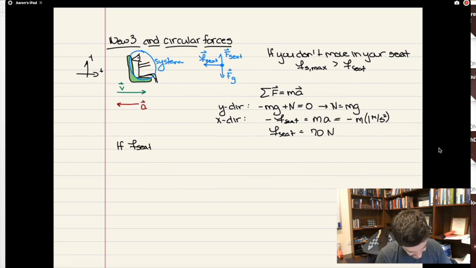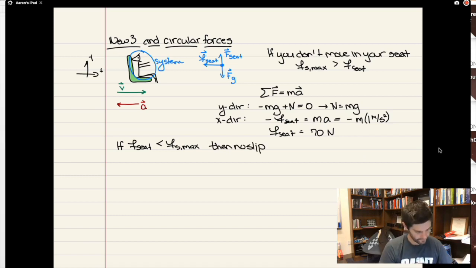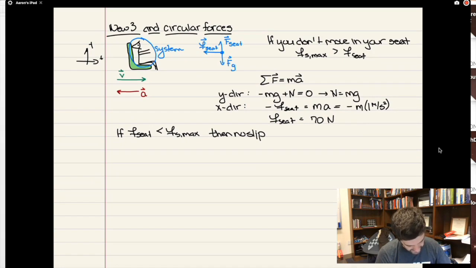If this is less than the maximum that static friction can provide, then I don't slide, or I'll say then no slip. So I was asking, is 70 newtons less than... And now we have to ask, what was the formula for this again? The static coefficient times the normal component of the contact force, which in this case we showed was just mg. Not always the case, of course, but in this case it is.